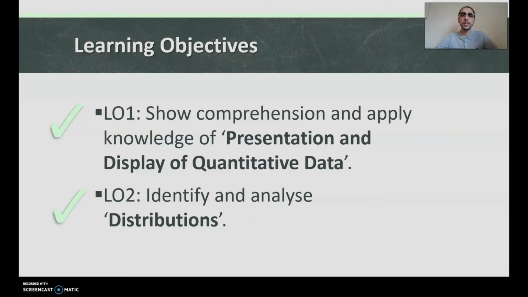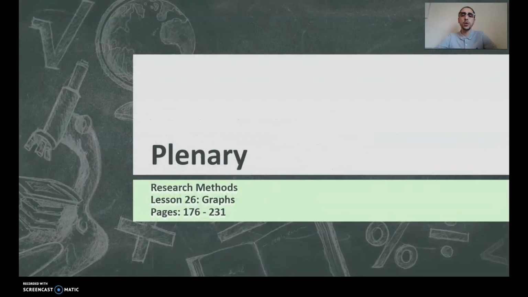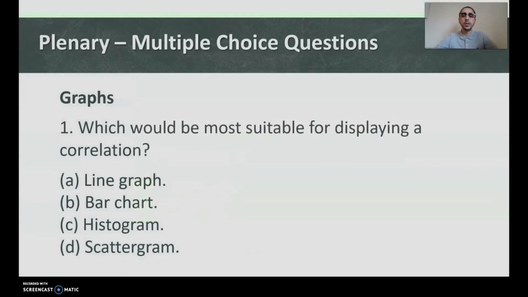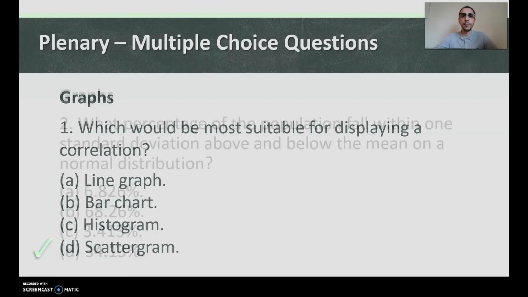So I'm ticking off identify and analyze distributions. We're moving on to our plenary. Let's do these multiple choice questions and we are done. Number 1, which would be most suitable for displaying a correlation? Remember, correlation. A, a line graph. B, a bar chart. C, a histogram. D, a scattergram. It is D, a scattergraph or a scattergram.